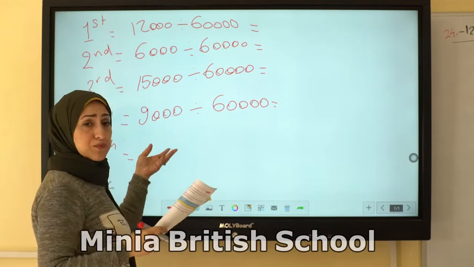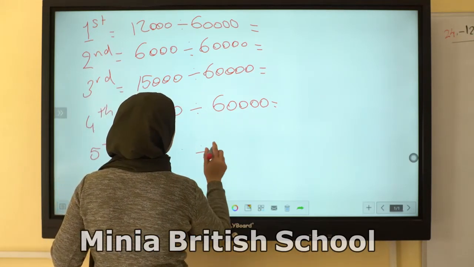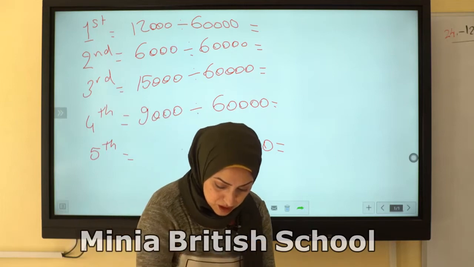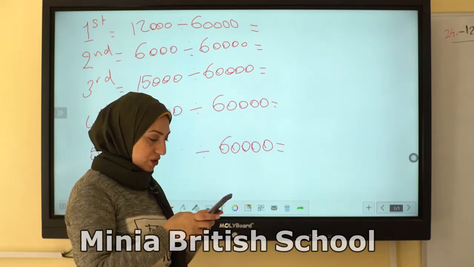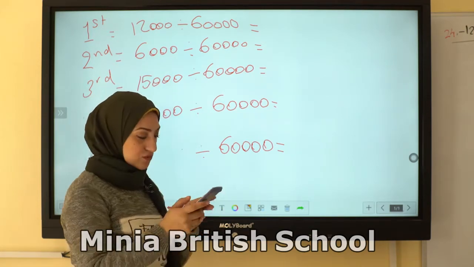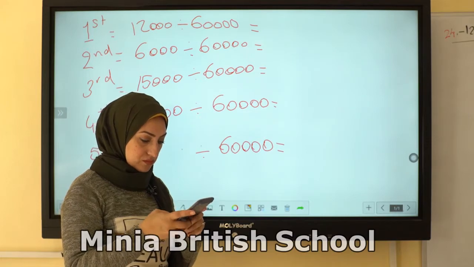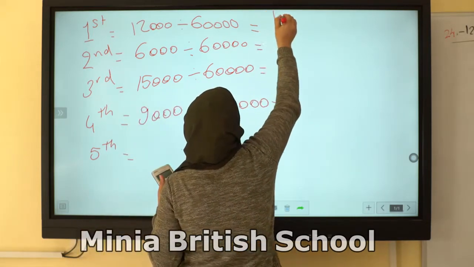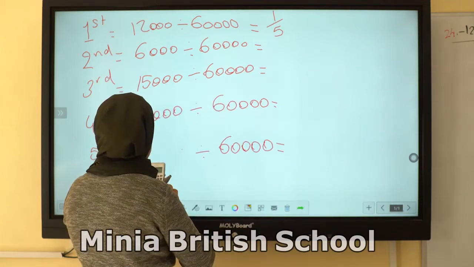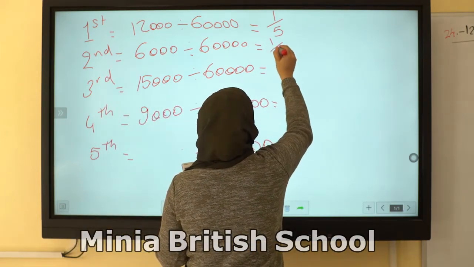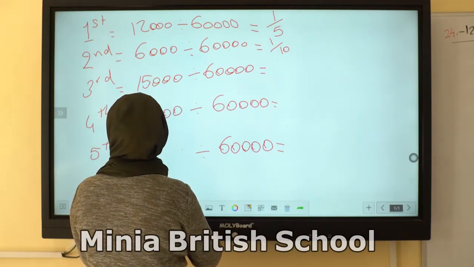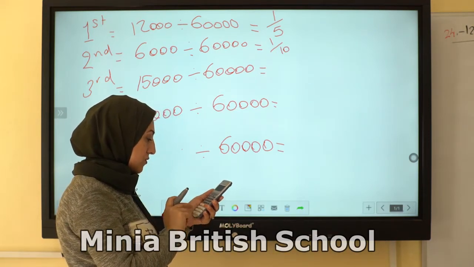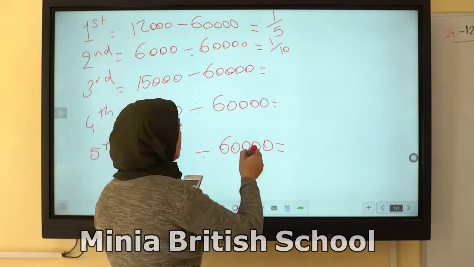The fifth paid the rest. I calculate the rest now. So here, by your calculator, 12,000 divided by 60,000 will be 1/5. 6,000 is 1/10. And here, 9,000 divided by 60,000 equals 3/20.